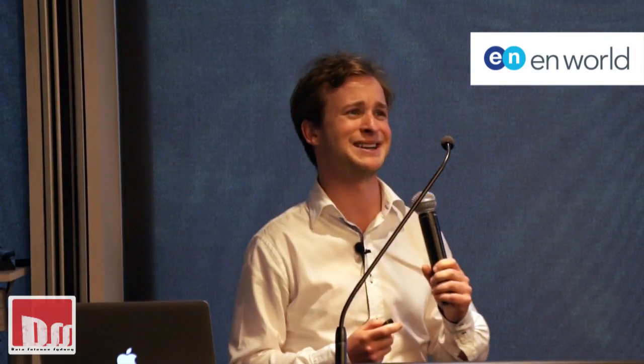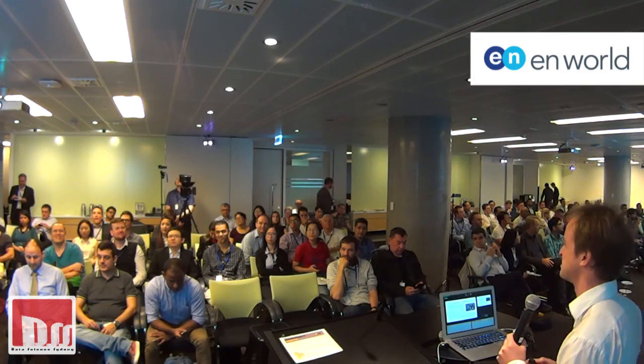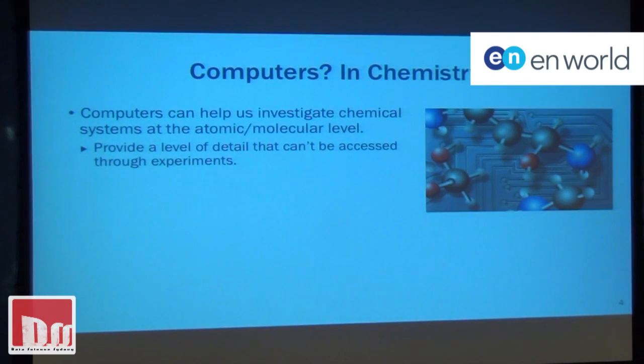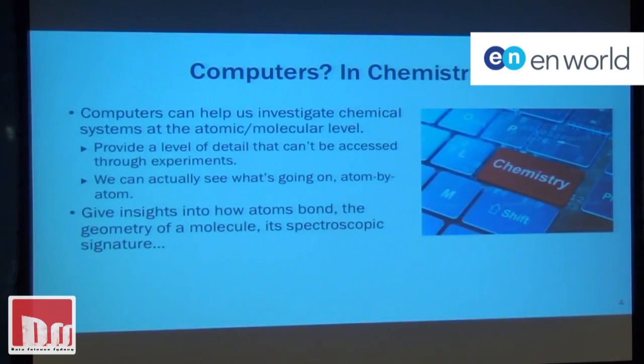Okay, so computers. Computers can help us investigate chemical systems at the atomic and the molecular level. They can provide a level of detail that you just can't get by performing experiments. In most cases we can actually see what is going on in our chemical system, atom by atom, and you just can't get that in experiments.